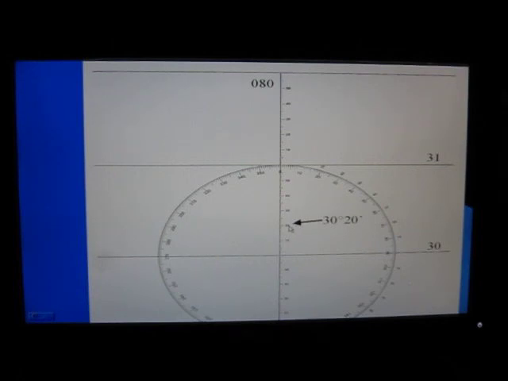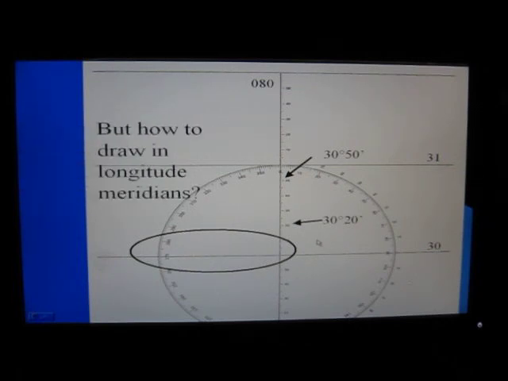All right, so we can use these then to lay out positions. Here's 30 degrees, 20 minutes. Here is 30 degrees, 50 minutes. I hope you get the idea here. On up, we could do 3110, 3120, all the way up to 32 degrees north latitude. But look over here. There's nothing here for longitude. You know, there's no hash marks. How do we lay out other longitudes on this universal plotting sheet? How do we lay out longitude meridians on here?